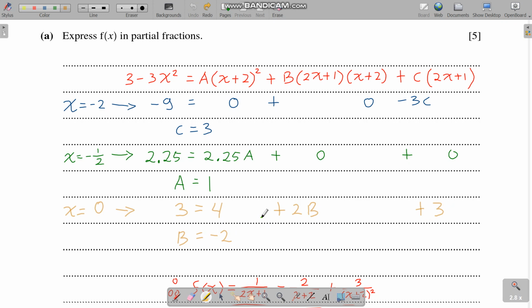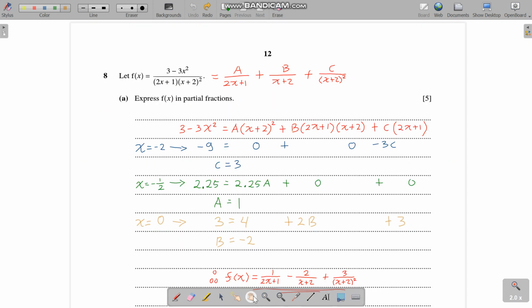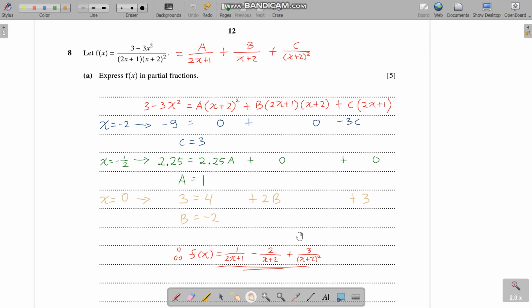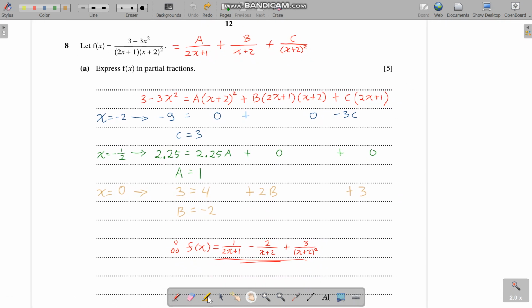Now that you have the A and the B and the C, just rewrite the function in the final answer. So the A is 1, the B is minus 2, the C is plus 3.